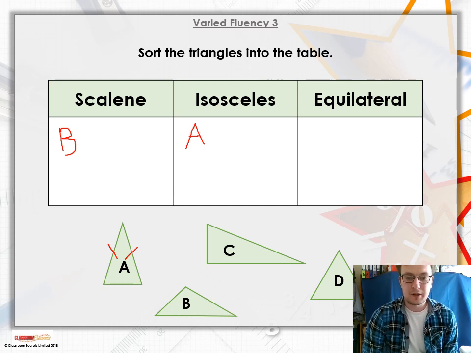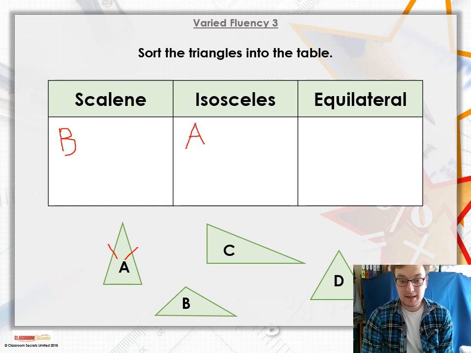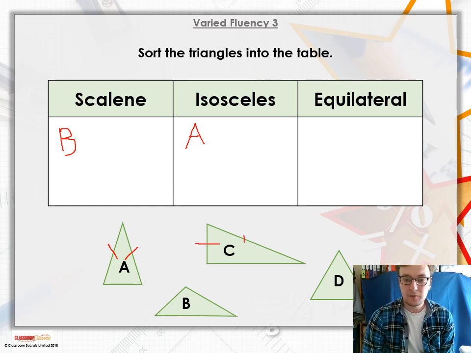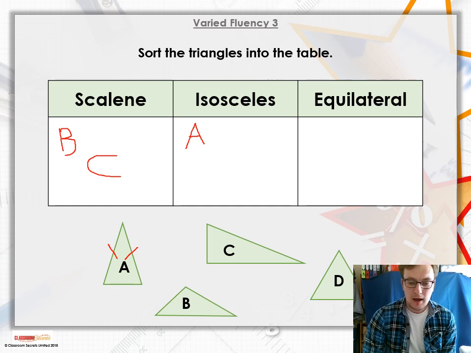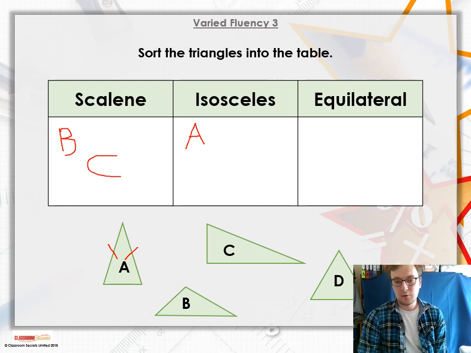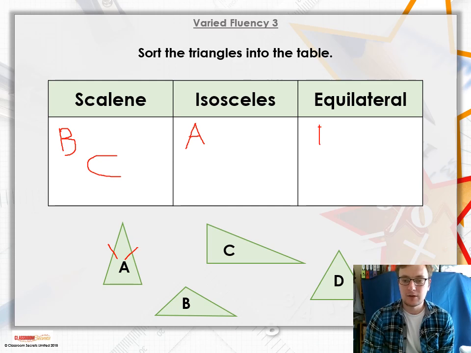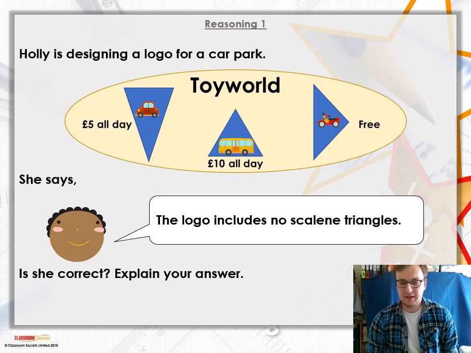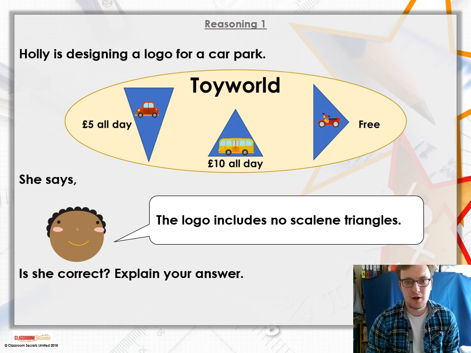Next we are going to be looking at C here. C is a right angle triangle, but all three sides are not the same, so it's also a scalene triangle. And next we have D here, and D has all sides equal, so that would be an equilateral triangle.